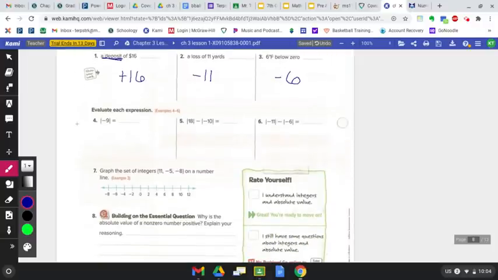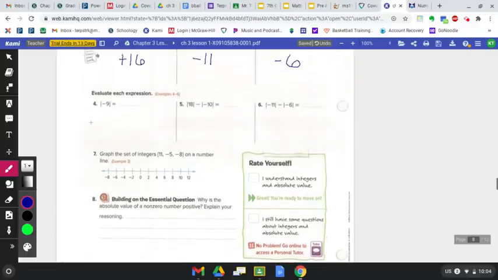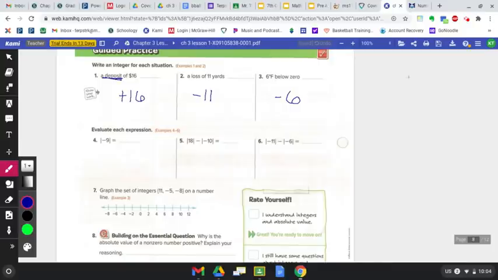All right, work on 4 through 7. Okay, 4 through 7 on page 194. Pause the video here and then check back to see how you did.